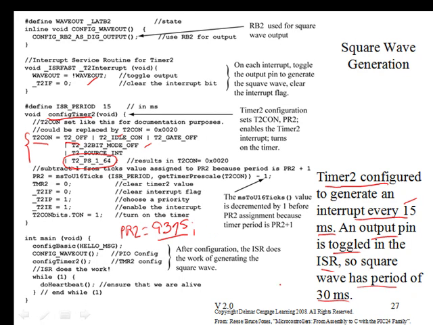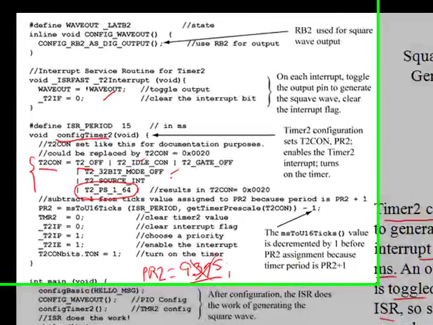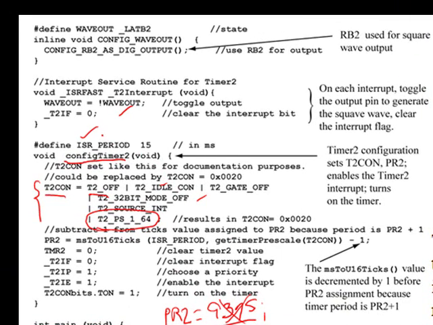However, what if we later on decide to change this, instead of a square wave of 30 milliseconds, to a square wave of 20 milliseconds? That would mean that this interrupt would have to be generated every 10 milliseconds, and we would need to recalculate and change this value. In order to make this code more portable, let's define a macro called ISR period. It's going to be a value in milliseconds, 15, and instead of hard coding in this value for PR2, we're going to calculate this value.